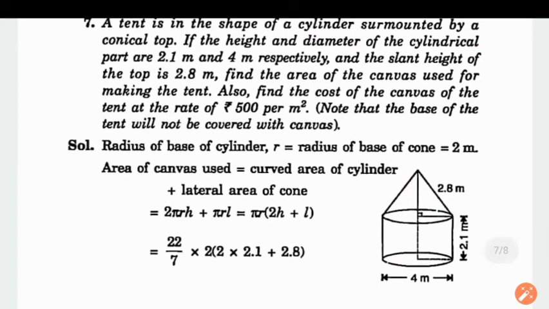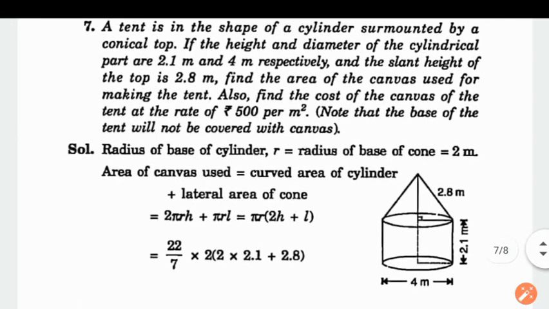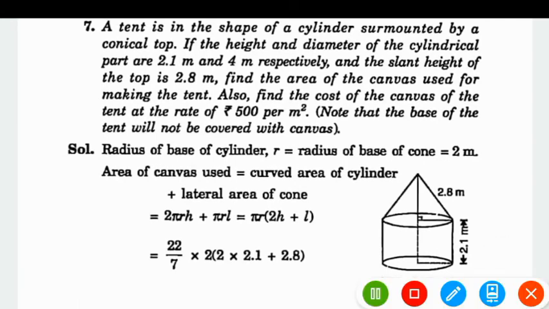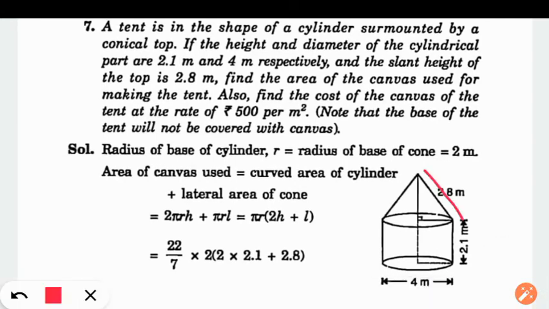Height and... so what are the things we have in this question? You can see the height and diameter of the cylindrical part are given. The height of the cylindrical part is 2.1 meter, as you can see in the figure, right? And the diameter is also given, 4 meter. Okay. And the slant height of the top, that means for this portion, the cone one, is also given.